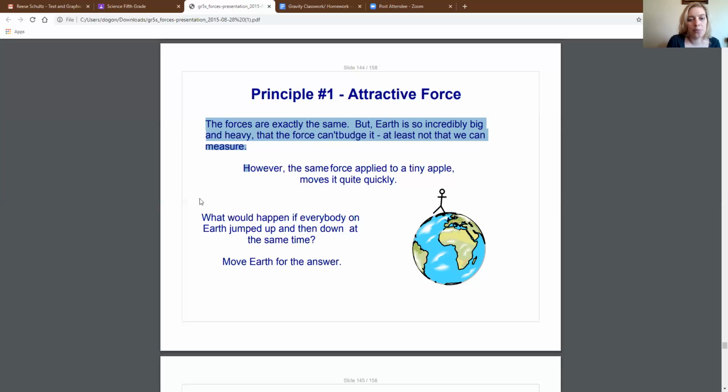All right, and the second point here says, what would happen if everybody on Earth jumped up and down at the same time? So if every single human on Earth, on the count of 3, jumped and landed at the same time, we would see the Earth move, because at that point, the force between the Earth and the people making the force is going to be great. So at that point, Earth would actually move itself.